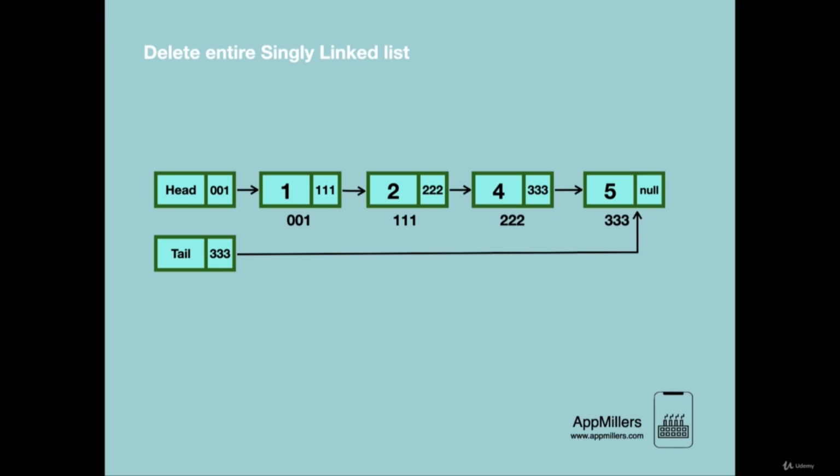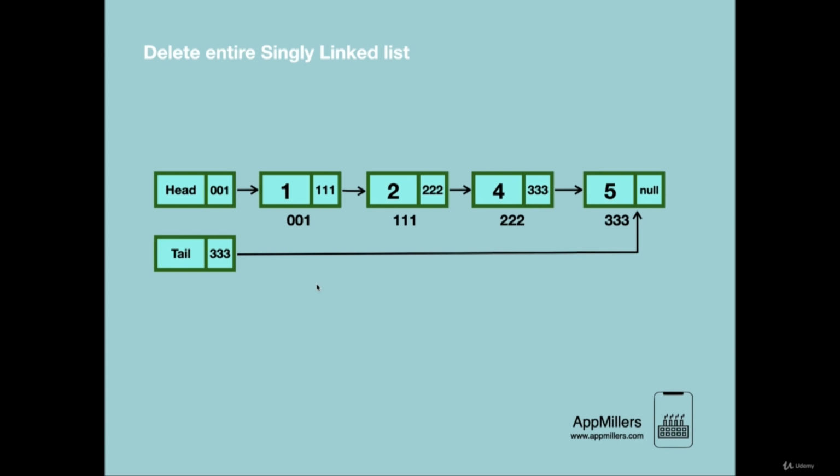Hi there. So in the previous video we looked at how to delete a node from a single linked list. But now here we will look at how to delete an entire single linked list. Let's imagine that this is our single linked list over here and we want to delete the entire single linked list. The process is very simple.